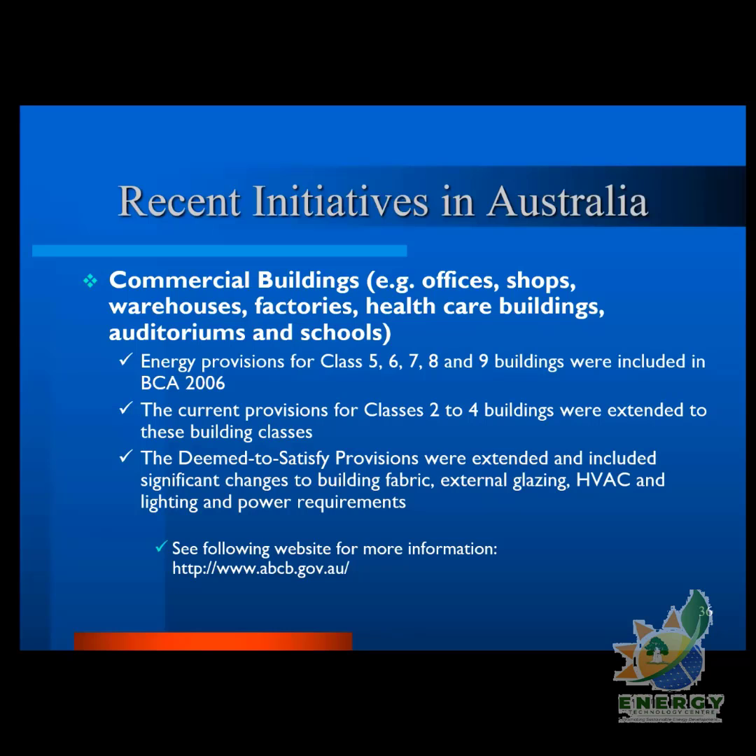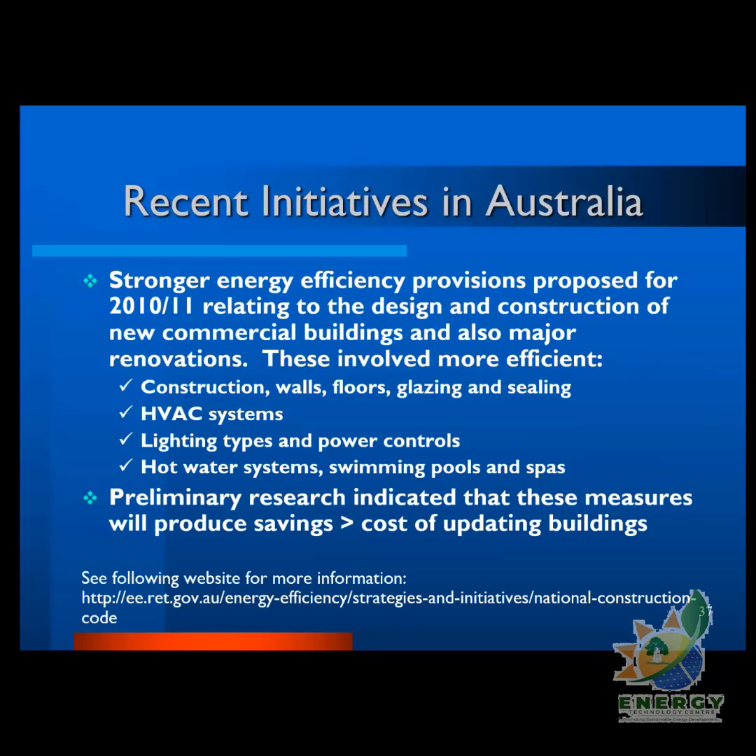Now, stronger energy efficiency provisions proposed for 2010-11 relating to the design and construction of new commercial buildings, and also major renovations, were also taken care of. This involves more efficient construction, walls, floor, glazing, and ceiling, heating, ventilation, and air conditioning systems, lighting types and power controls, hot water systems, swimming pools, and spas. Preliminary research indicates that these measures will produce savings that will be greater than the cost of updating the buildings.